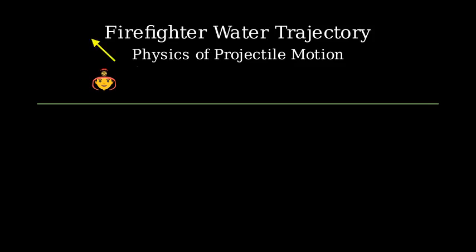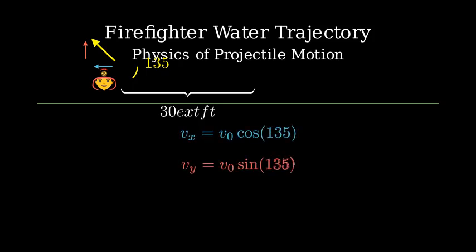The water exits the hose at an angle of 135 degrees above the horizontal and reaches a distance of 30 feet. Let's break down the initial velocity into its horizontal and vertical components. The horizontal component will determine how far the water travels, while the vertical component affects how high it goes. We can find these components using trigonometry.